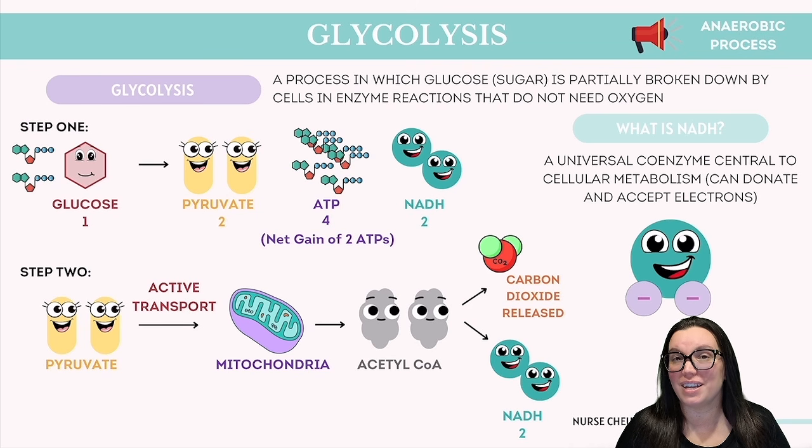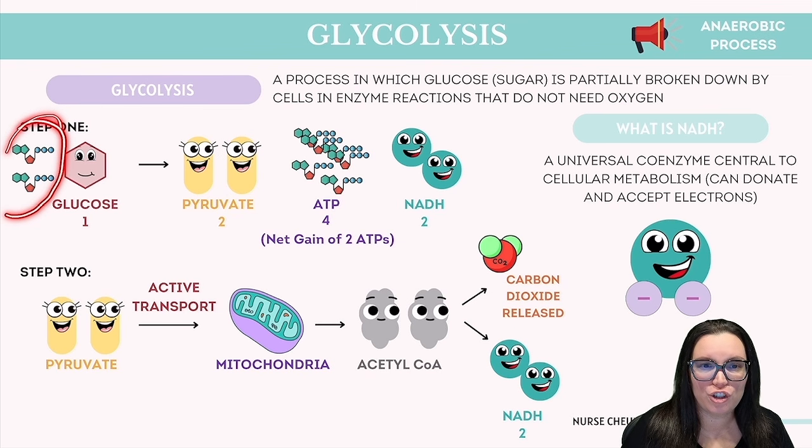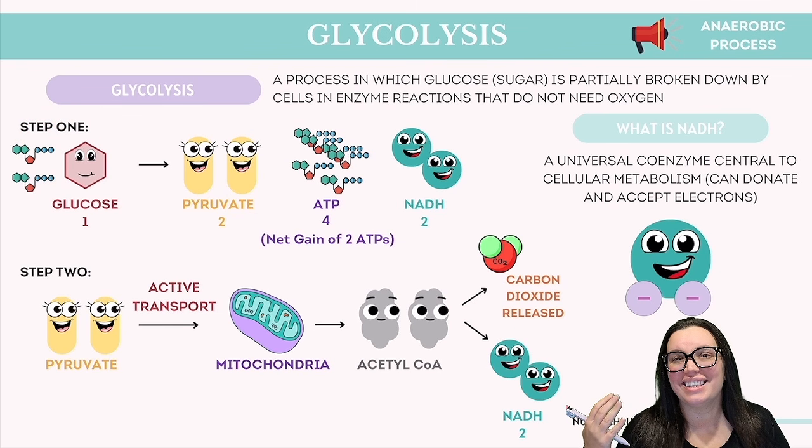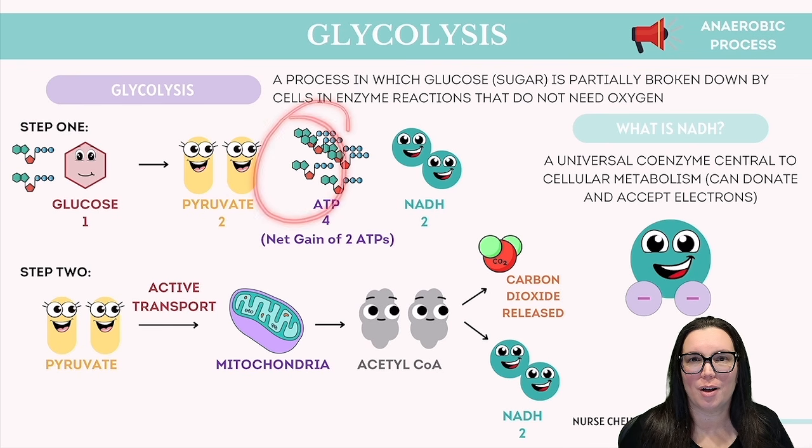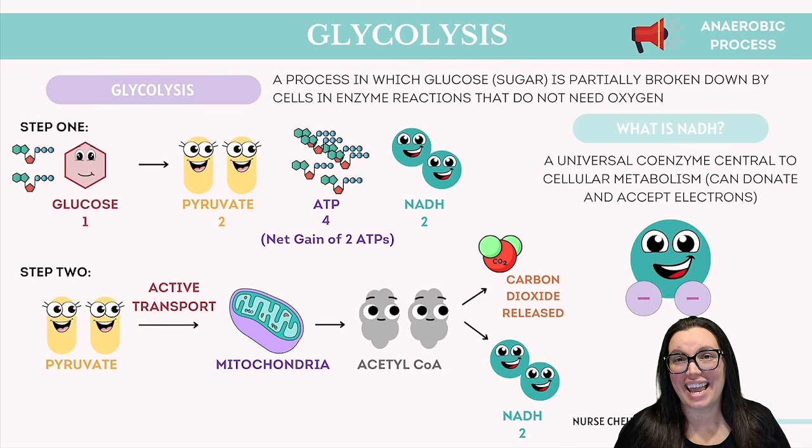So here's the deal. Glycolysis starts with an investment. It's going to require at least 2 ATP molecules in order to get this going. You can think of it as planting seeds for the future. By the time that we get to the end of this process, we're going to generate 4 ATP molecules, resulting in a net gain of 2.